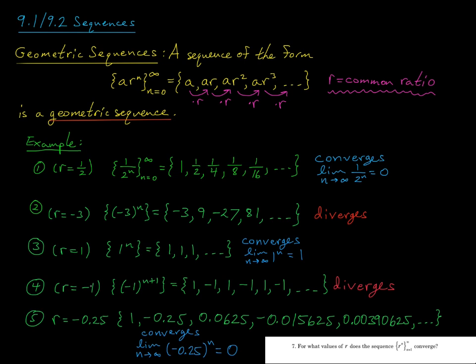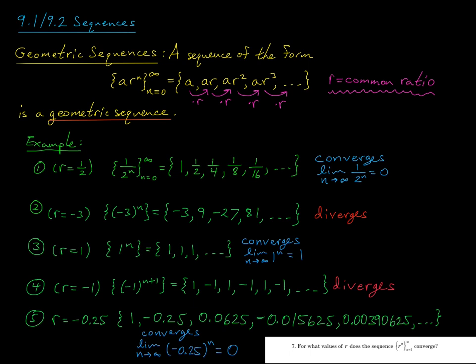For the next example, when R is -1, we actually have seen this example in a previous video. Again, we're just alternating between these two values, 1 and -1, but we're not approaching any one single value. So this is a divergent sequence. And lastly, when R is -0.25, yes, we have the sign alternation, but here the magnitude of the terms is approaching 0. So this is a convergent sequence and its limit is 0.